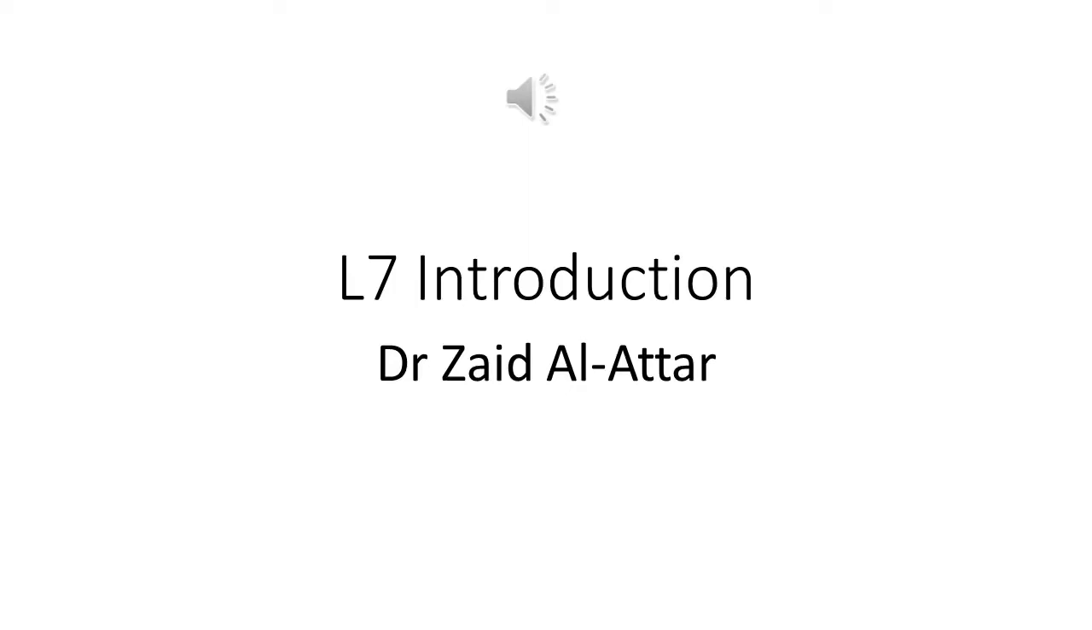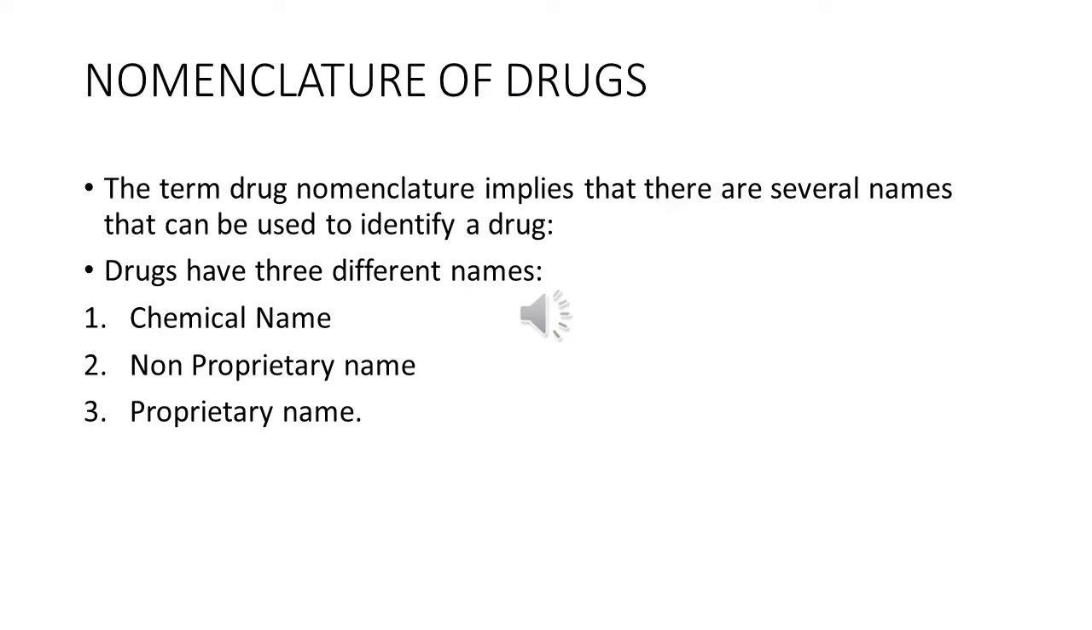Good morning. Today we have lecture 7 in Pharmacology Introduction. The term drug nomenclature implies that there are several names that can be used to identify a drug. Drugs have three different names: chemical name, non-proprietary name, and proprietary name.